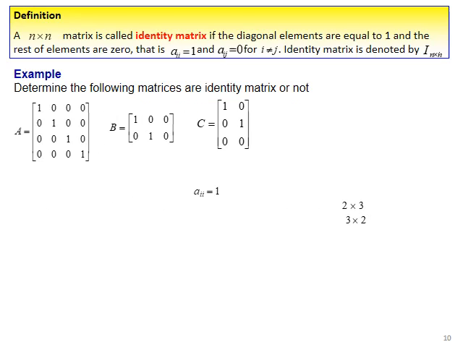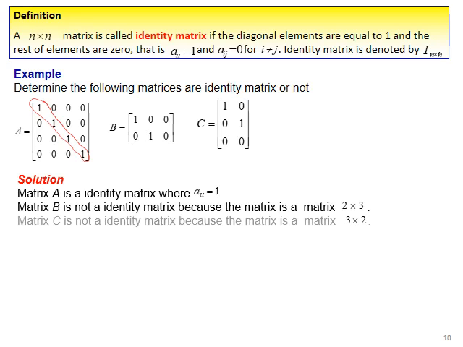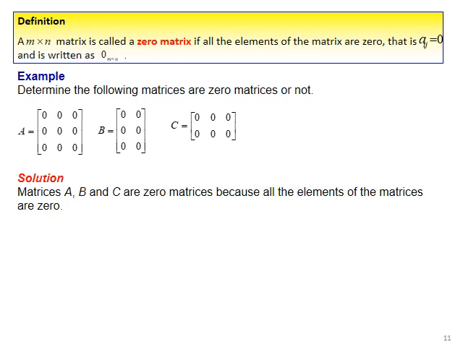Another definition, the identity matrix. An identity matrix is also a square matrix, okay? It's diagonal and it's scalar, but its value is 1. The value will be 1. This is a diagonal identity matrix. But the second one here is not identity because it's not square. The same thing here, it's not square. This is 2 by 3. This is 3 by 2. So it's not a diagonal matrix, not an identity matrix.